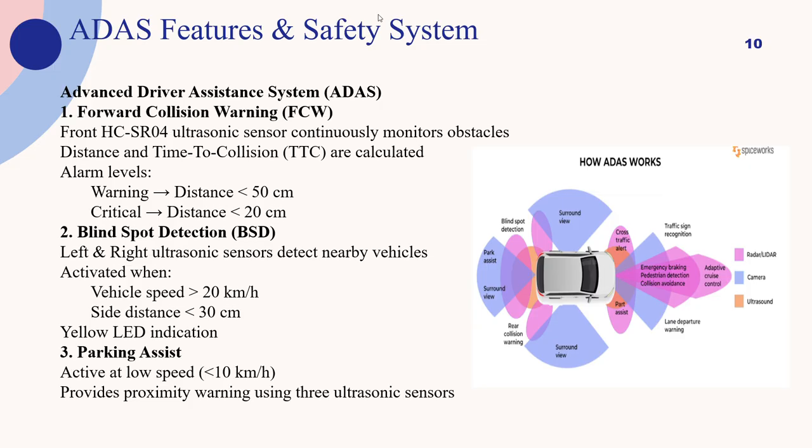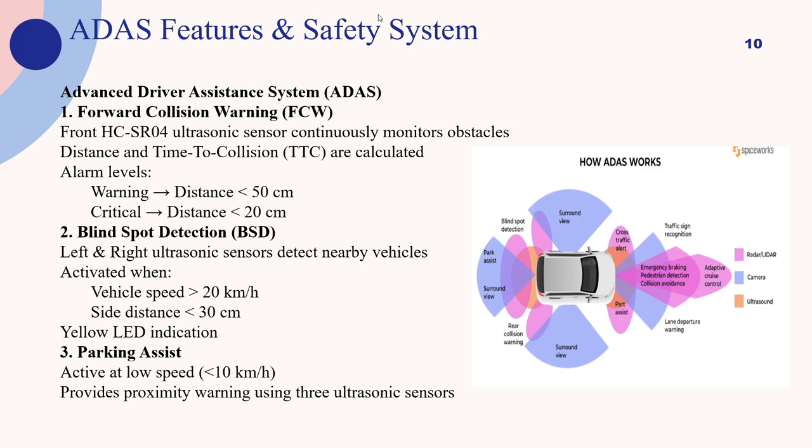Here are some ADAS features and safety systems. Here I have taken the car as a real-time example. We can see how the features and safety systems are used. Advanced driver assistance system, ADAS. Here, forward collision warning, FCW. The front HC-SR04 ultrasonic sensor continuously monitors obstacles, and distance and time to collision are calculated. For alarm levels, if the distance is less than 50 centimeters, it is a warning. If it is less than 20 centimeters, it is critical.